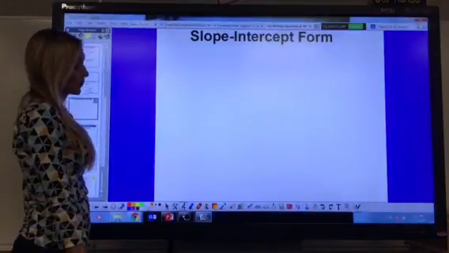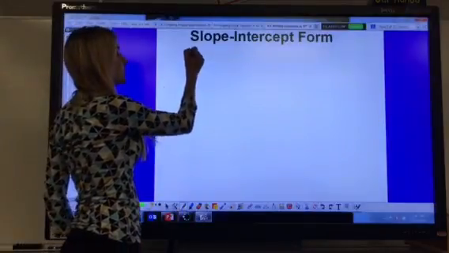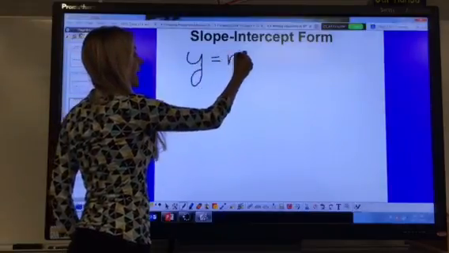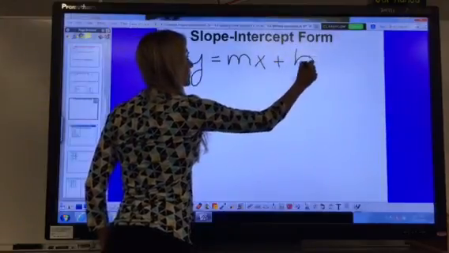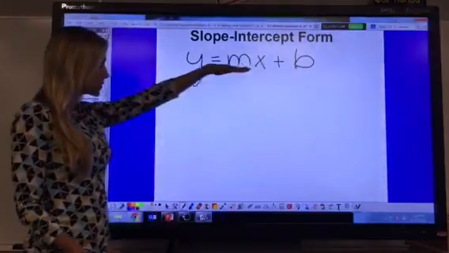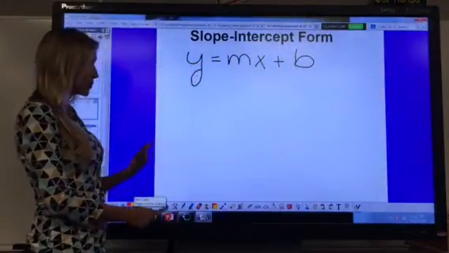Slope-intercept form. Slope-intercept form looks like this: y equals mx plus b. When it comes to slope-intercept form, there's only two letters that will be replaced with numbers.